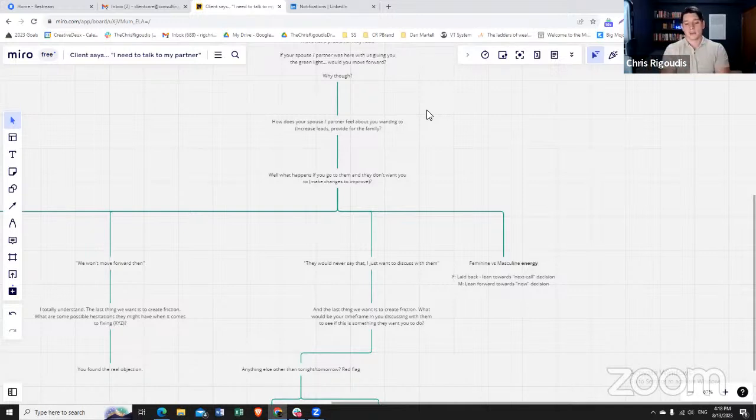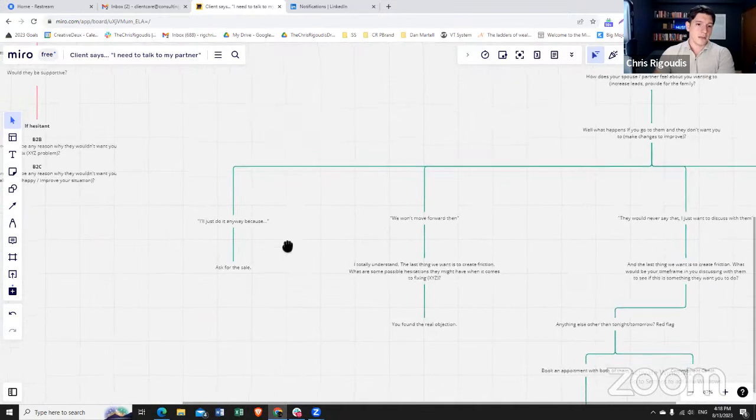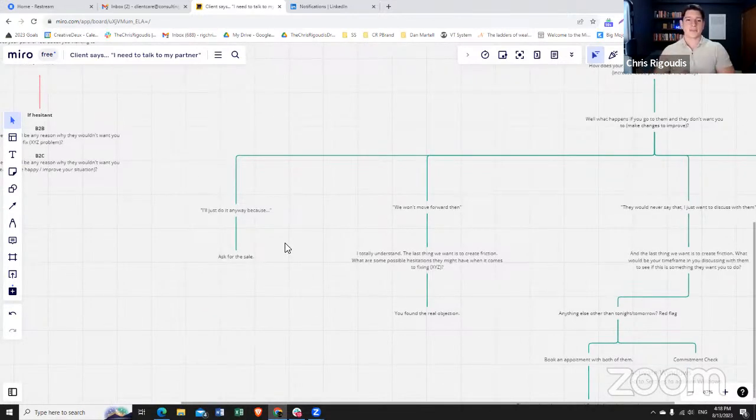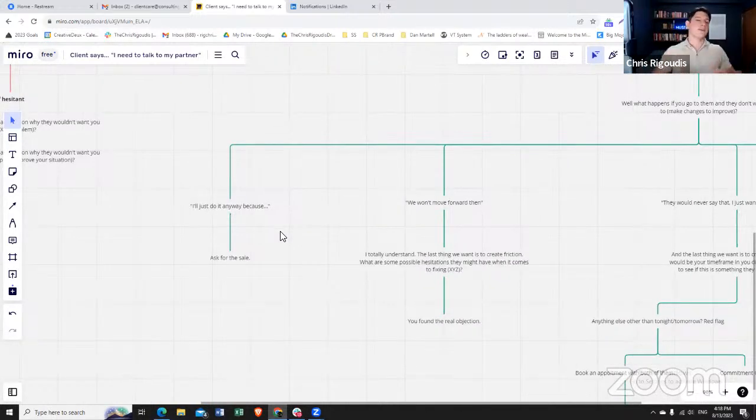Now, moving forward, let's say the scenario goes on and they say, yeah, my partner is supportive. I just want their opinion on this. I'm going to ask them, well, what happens if you go to them and they don't want you to make changes so you can get to the outcome that you want? What should I do then? Then there are different scenarios which I've mapped out. Scenario number one is people say, yeah, I'll just do it anyway because I feel this will help me, and X and Y and Z. What did they just say? They said that they will do it anyway, even if the partner says no.